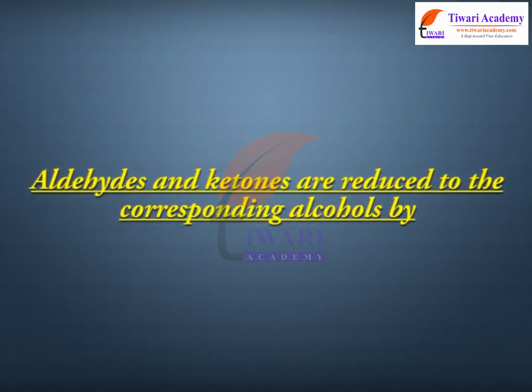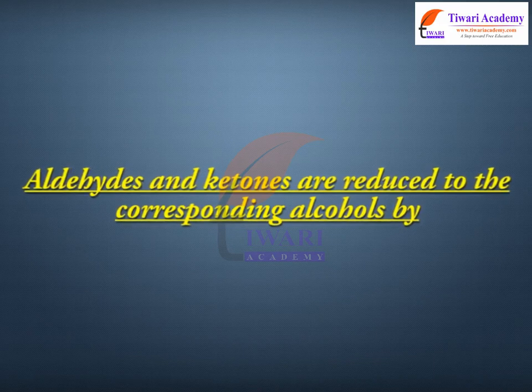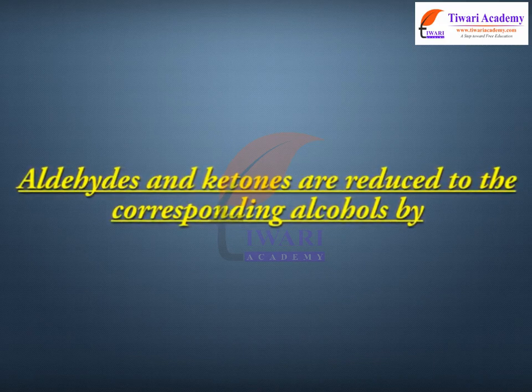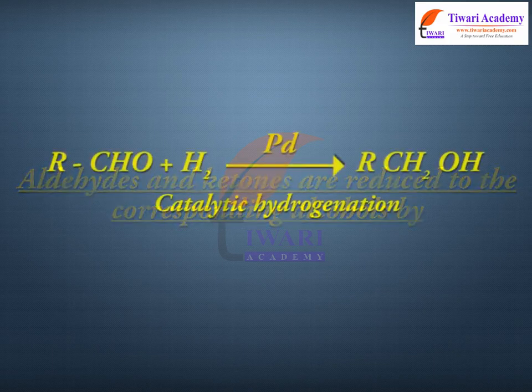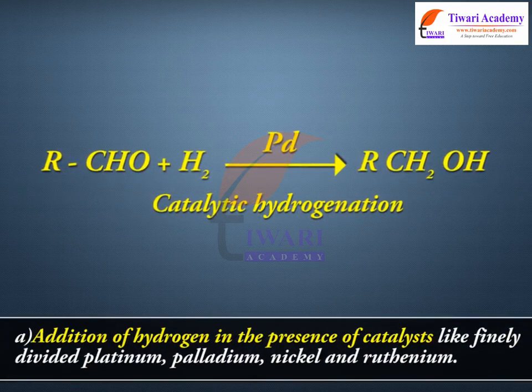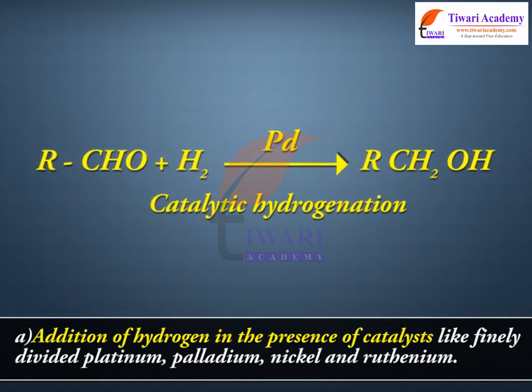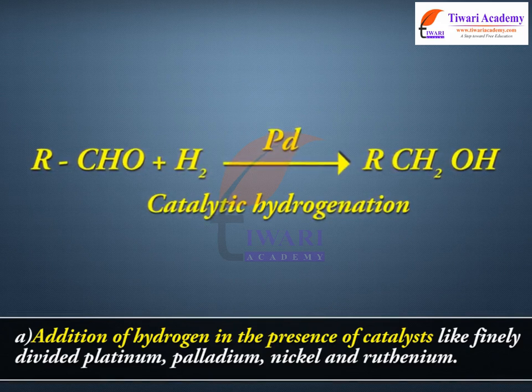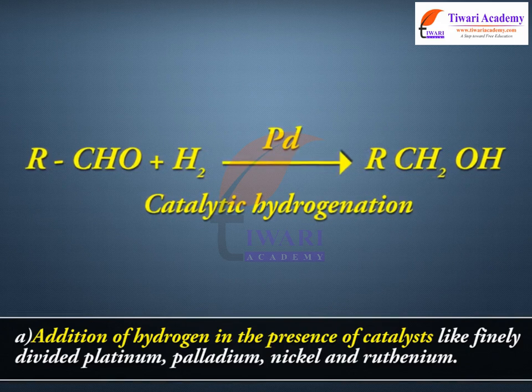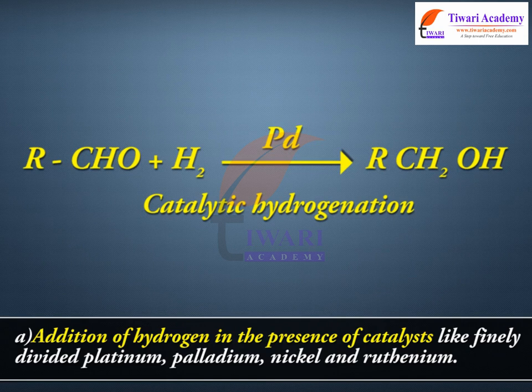Aldehydes and ketones are reduced to the corresponding alcohols by A. Addition of hydrogen in the presence of catalysts like finely divided platinum, palladium, nickel, and ruthenium. RCHO plus H2 in the presence of Pd gives RCH2OH. This method is called catalytic hydrogenation.